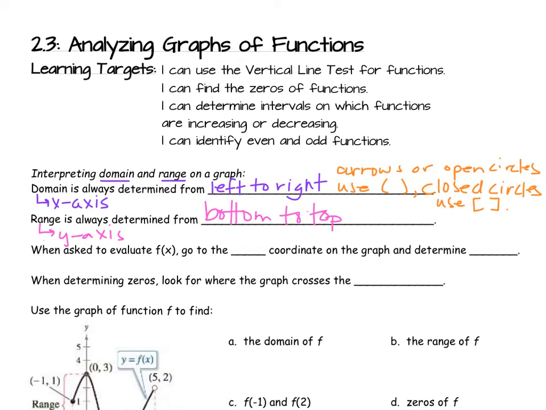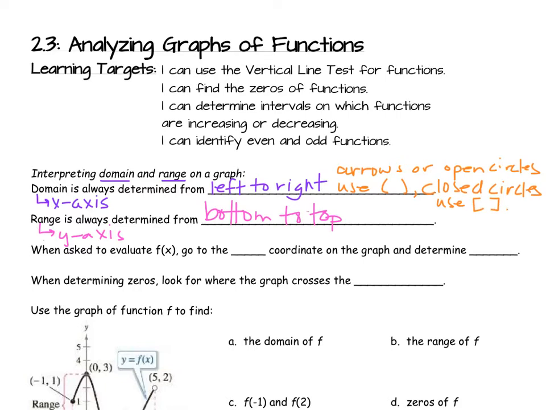Anytime there's an arrow or an open circle for our boundary, we use a parenthesis for our domain and range. Anytime you have a closed circle on your boundary, we'll use a bracket. Very similar to when we graphed solutions to inequalities back in Chapter 1.